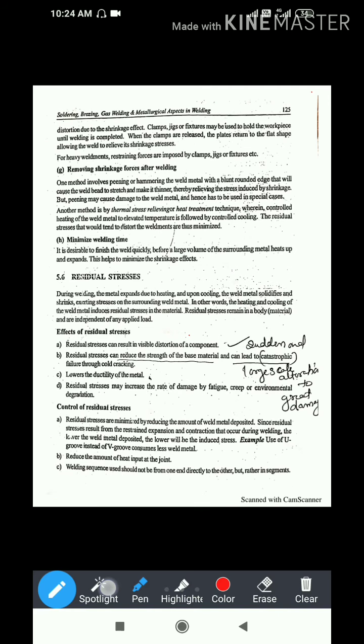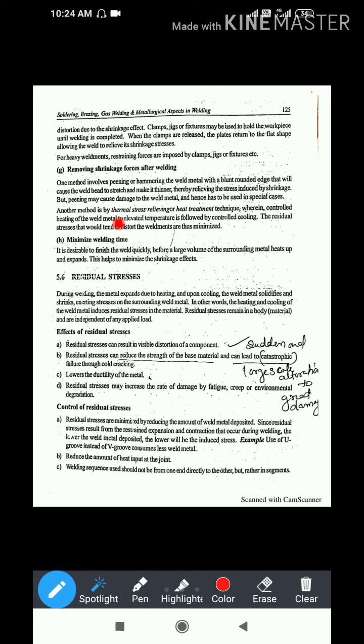Now you can see over here, one method involves peening and hammering. Hammering the weld with a blunt tool around the edges will cause the weld bead to stretch and become thinner, thereby relieving the stresses induced by the shrinkage. But peening may cause damage to the weld material.